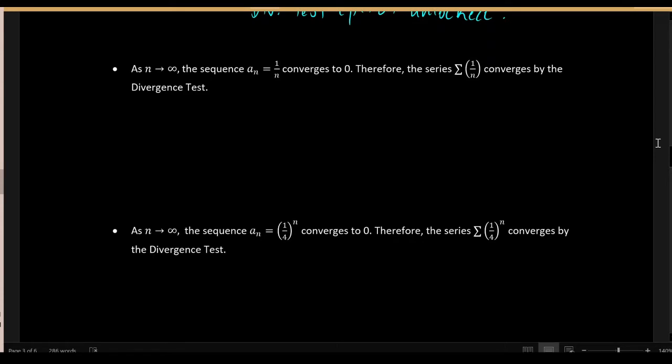As n goes to infinity, the sequence a sub n equals 1 over n converges to 0. Therefore, is it safe to conclude that the associated series found by summing up 1 over n is convergent? This application is not logically valid.